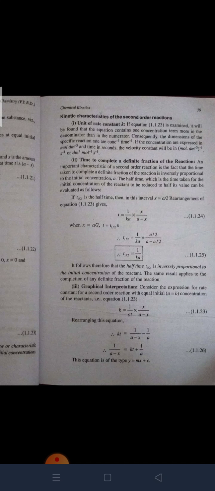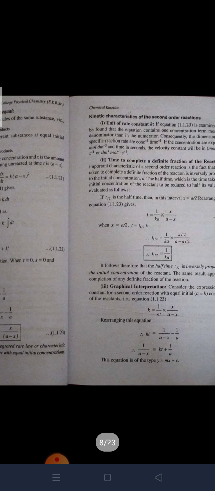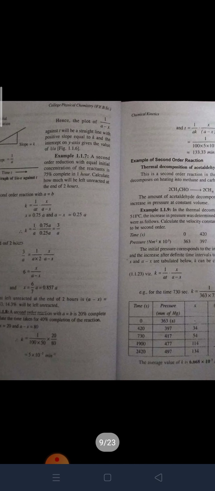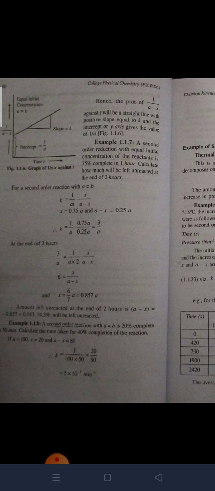Time to complete a definite fraction of the reaction, again same thing is there. t half is equal to 1/ka. Earlier there was t half equal to 0.693/k. Here you have to see that t half is inversely proportional to the initial concentration of the reactant, and the same result applies to the graphical representation that we have to see for this equation. In this equation the log is not there; earlier, log was there. See here, the graphical representation is shown. Here the plot of 1/(a-x) versus t will be a straight line with positive slope equal to k, and the intercept on the y-axis gives you the value of 1/a.